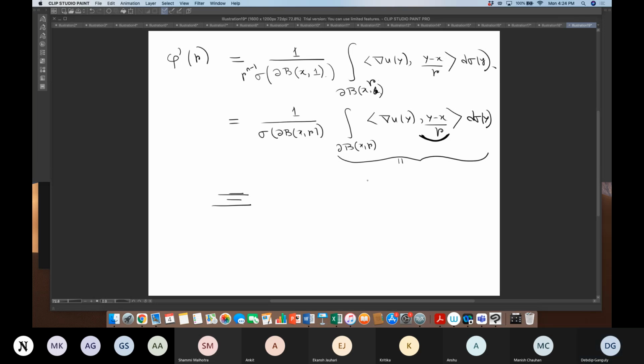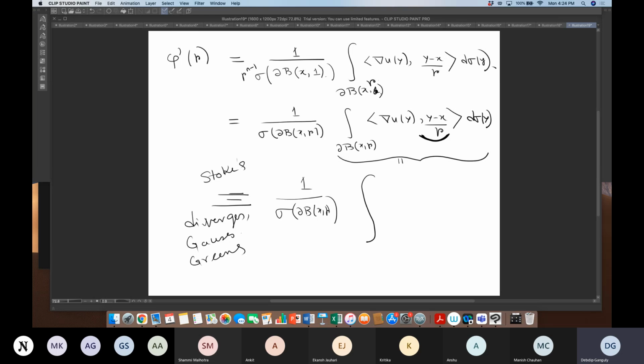Just think. Stokes theorem, divergence theorem, whatever it is called: Gauss theorem, Gauss divergence, Gauss-Stokes theorem, Green's theorem. There are many names, or it is actually integration by parts. I will write down. Wait. This is equal to the integration over the ball. This is a unit normal of the ball. This is a gradient. If you want to go to b x r, this is Laplacian u dy.